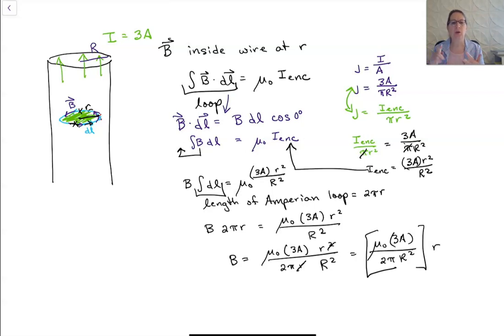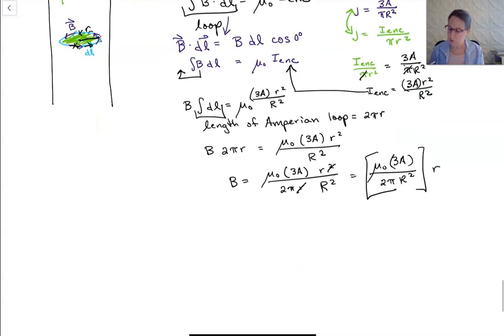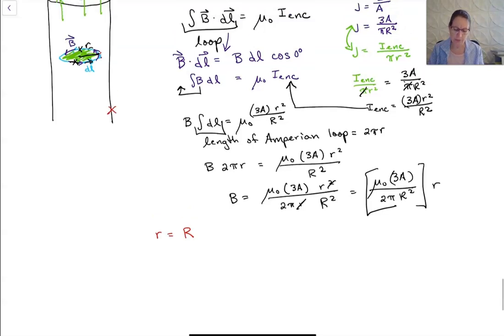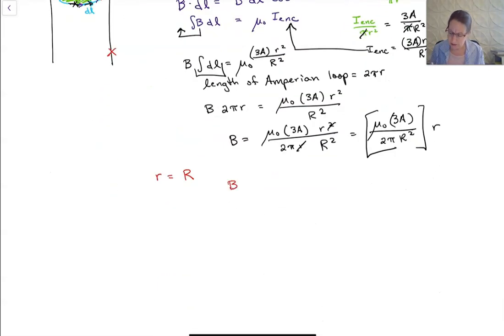It depends on how much current and the size of the wire. So if we look at this, the magnetic field increases with our radius. But note that when little r is equal to big R, in other words, when we're on the edge, we get B is equal to mu naught times 3 amps over 2 pi R, which is what we would get if we were looking at the magnetic field outside of a long wire at this point. So that checks out.